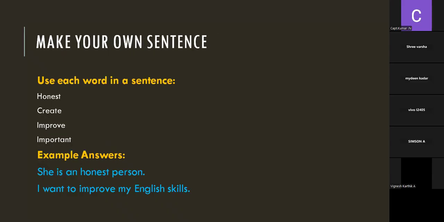Now, we'll do another activity. That is, make your own sentence. Use each word in a sentence: honest, creative, improve, important. Here I share the example answers. She is an honest person. I want to improve my English skill. The rest of the 2 questions you guys have to answer. Take some time to think.